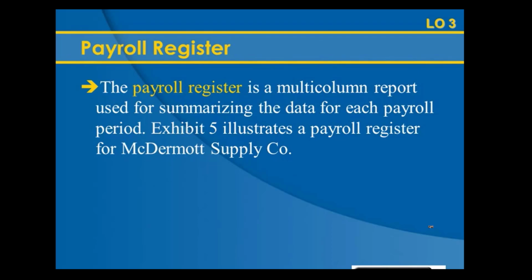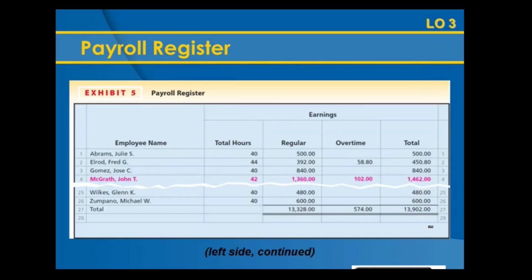The process of debiting the various expense accounts associated with recording payroll is called payroll distribution. Each employee is listed in the register, along with the total hours worked. Gross earnings of regular and overtime pay are entered into the register. McGrath's earnings are highlighted here in pink.